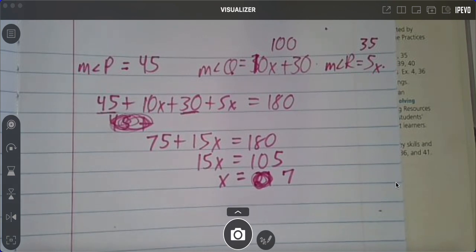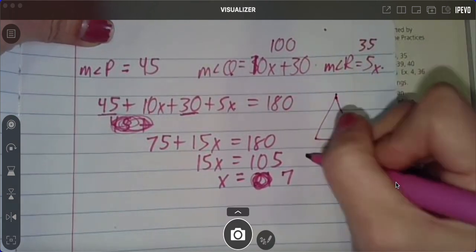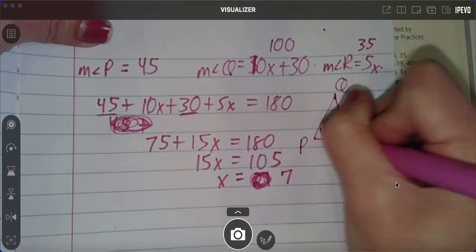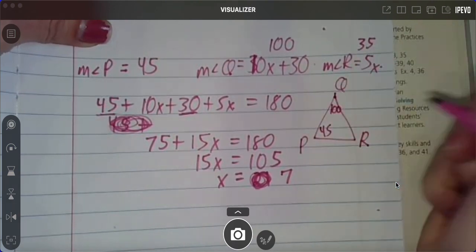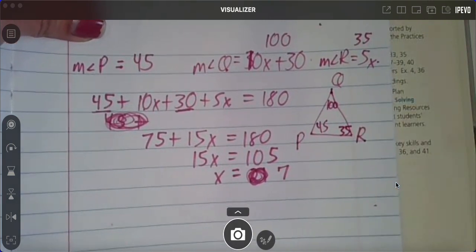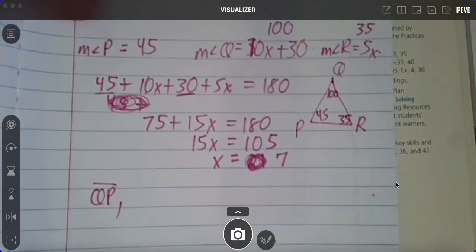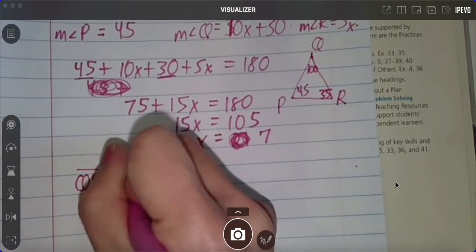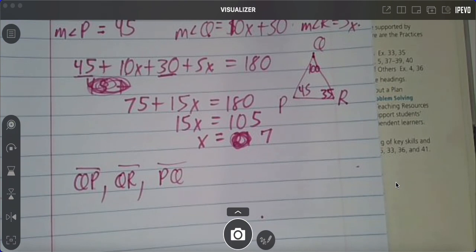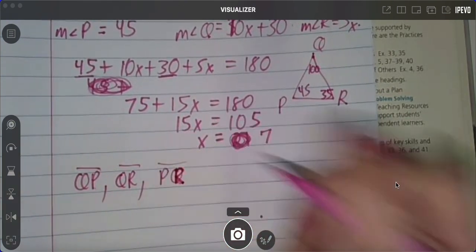Shortest to longest sides. So now we're probably going to need to draw a little picture. See how it's a lot of steps? P, Q, R. P is 45. Q was 100. It's not a good triangle. R is 35. So what is my shortest side? The one across from 35, which is QP. Very good. Then what's my next one? QR. And then that means my last one is PR. There you go.